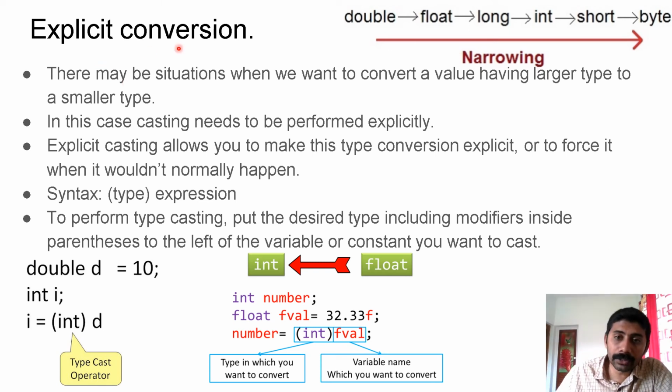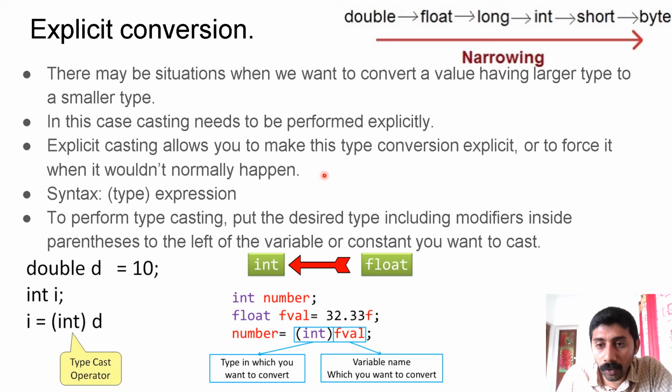If you want to store a double value into a float value, you have to explicitly cast the value into float. So the compiler is ensuring that the programmer is aware of this data loss, and is doing this in the intended manner. In this case, casting needs to be performed explicitly. Explicit casting allows you to make this type of conversion explicit, or to force it when it won't normally happen.